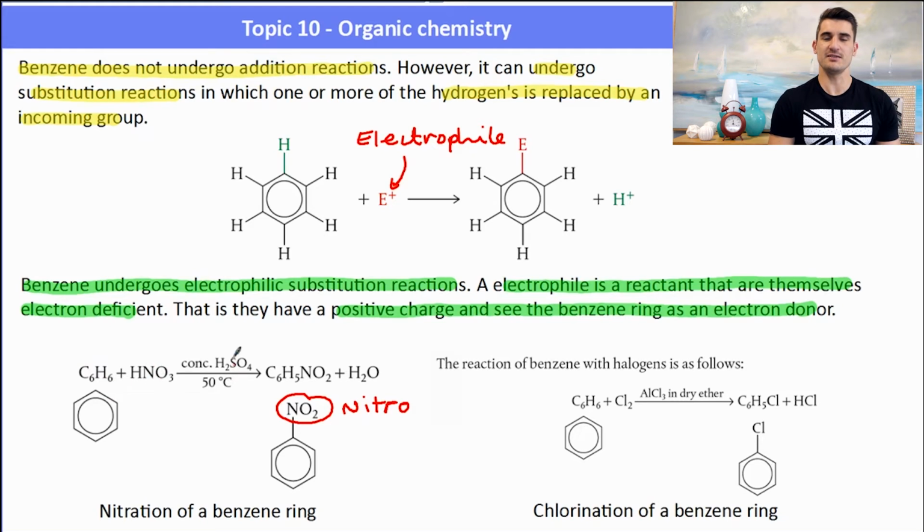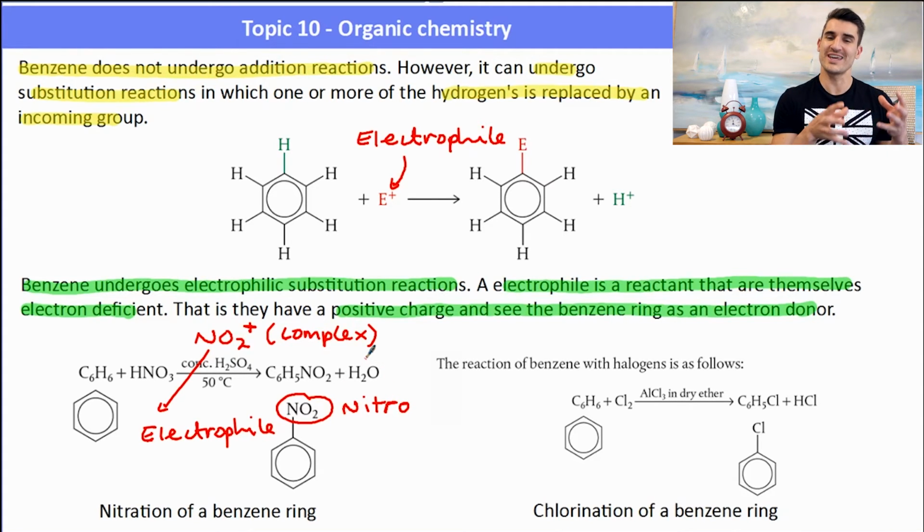So we have benzene plus nitric acid, and then in a complex reaction with some sulfuric acid under the right conditions, we actually form the nitronium ion with a series of complex reactions, and that is the electrophile. The NO2+ with its positive charge, it's electron deficient. That is what will attack the hydrogen on the benzene ring. The hydrogen can then be substituted for the NO2 group, leaving us with a nitrobenzene.